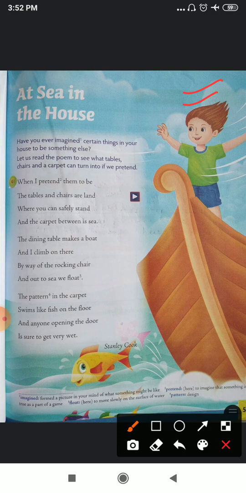By looking at the picture also, you all can recognize that the boy is imagining his own house and the things which are in his house like sea things. I'm pretty sure that being a kid, you all have imagined certain things, and you all have compared the things which are available in your house with some other things as well. Okay, so I'm going to start with the first stanza.